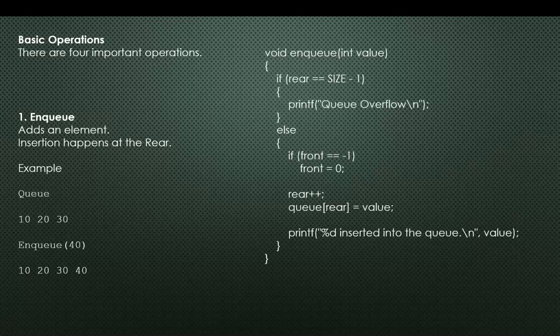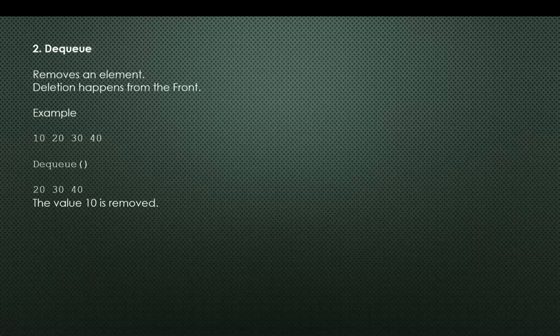Yes, let's move on and understand how enqueue is actually coded. First, you check whether the queue is full. If rear equals size minus 1, where size represents the maximum size of the queue, then the queue is full and you display queue overflow. Otherwise, if this is the first element, you initialize front to 0, next increment rear, and finally store the element in queue of rear. Insertion is complete. Done.